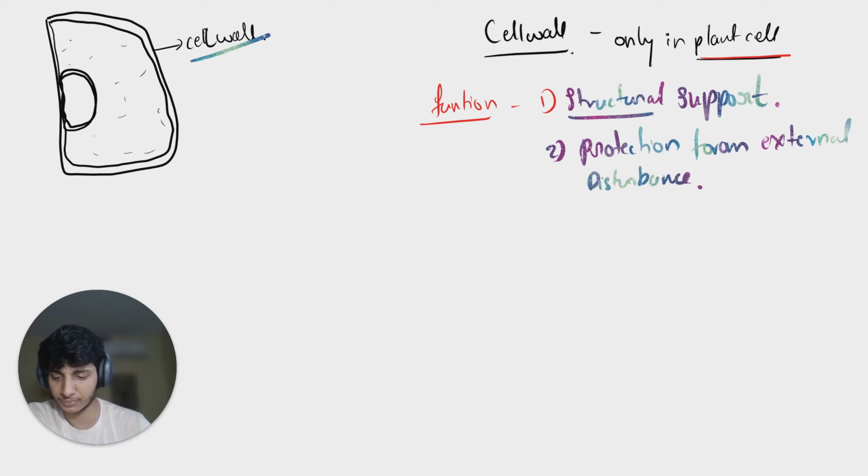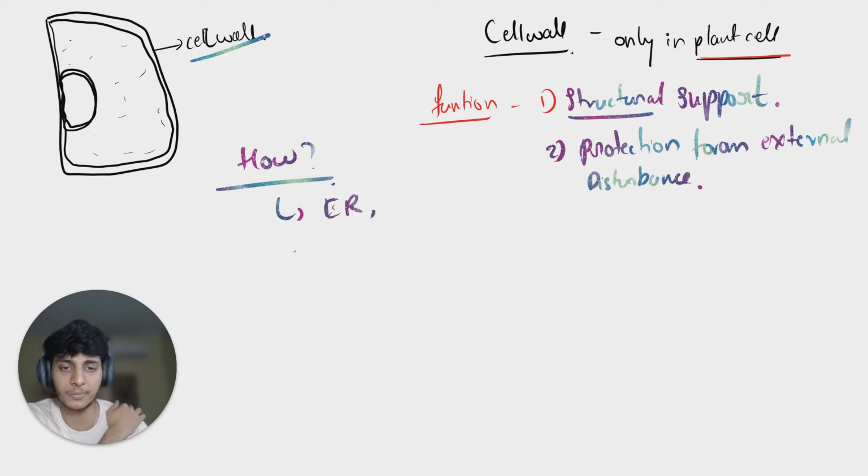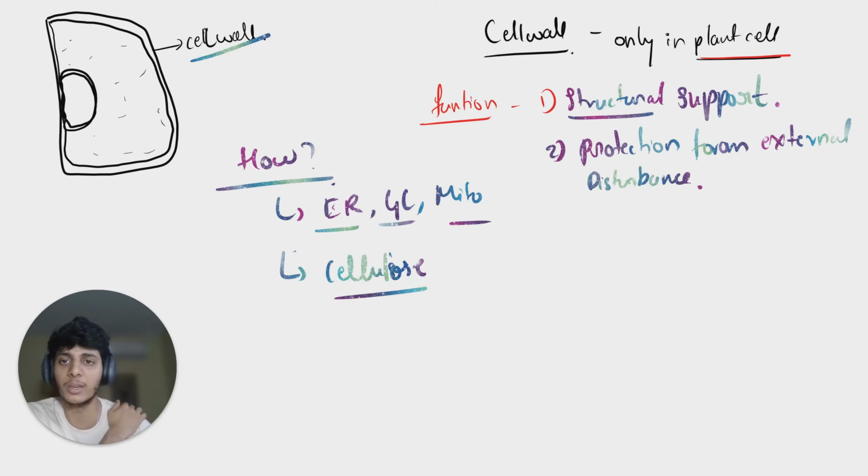So how is it made? It is made with the help of the endoplasmic reticulum, Golgi complex, and mitochondria. We will see these three afterwards. And it is made from the material cellulose.